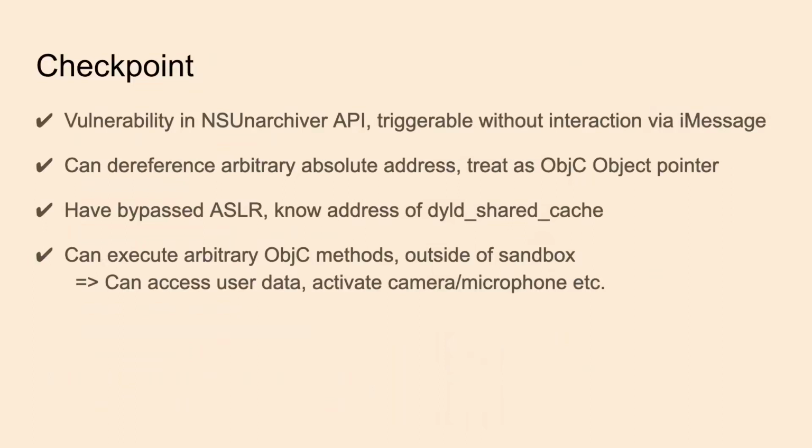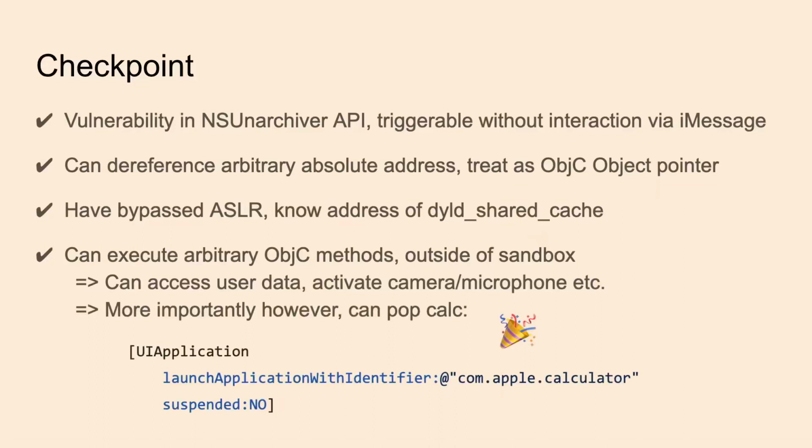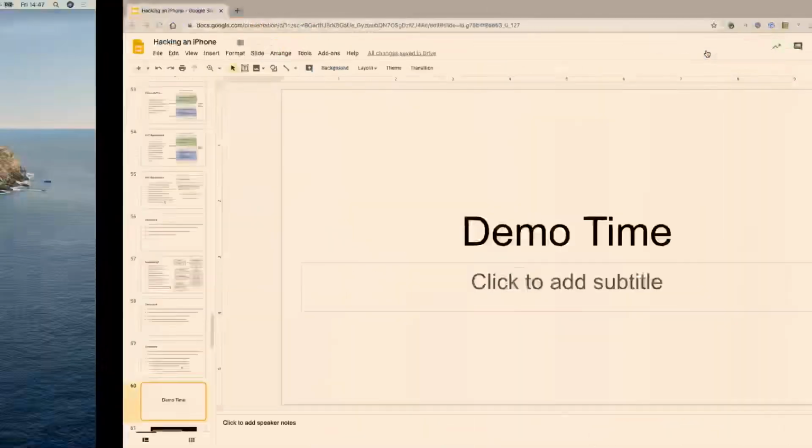We can, with that, access user data, activate camera, microphone, etc. This is all possible through Objective-C quite easily. But of course, we don't care about that. What we want is a calculator. And this is also quite easy. With one Objective-C call, UIApplication launch application, blah, blah, blah. And so let's see if this works. Go back to the demo.